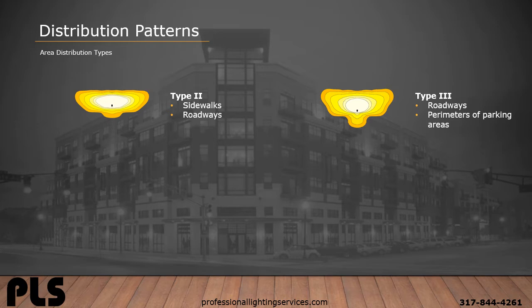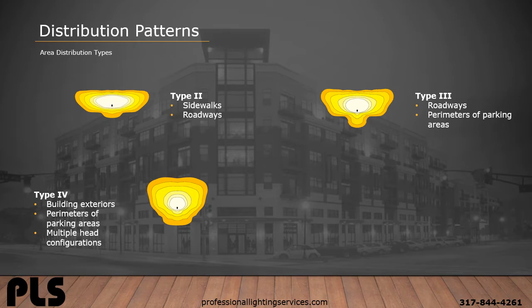Type 3 light distribution also casts light about 7 times wider than the mounting height of the fixture, but has more depth. These fixtures should be placed along the sides of the area to be lit, allowing the light to project outward, such as the perimeters of parking areas and roadways. A fixture with Type 3 distribution mounted to a 20-foot pole will cast light about 140 feet in width from the light source.